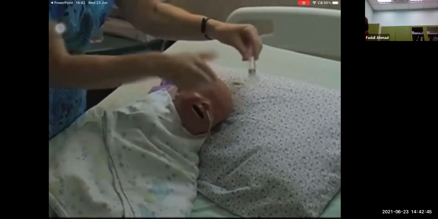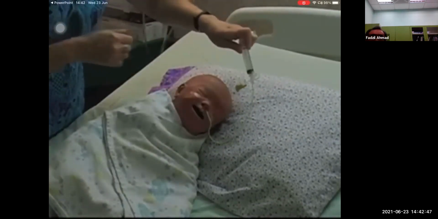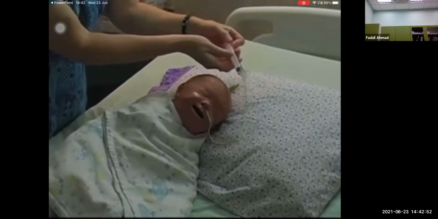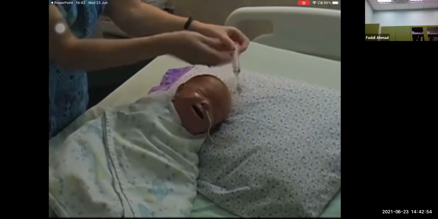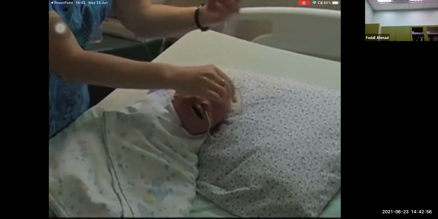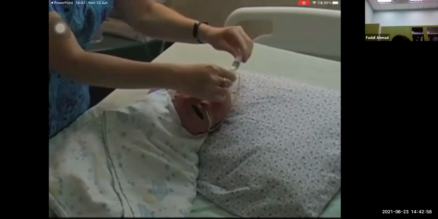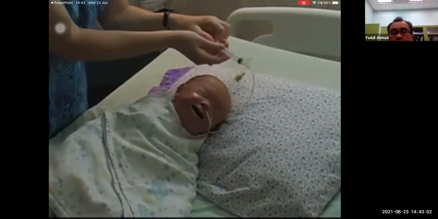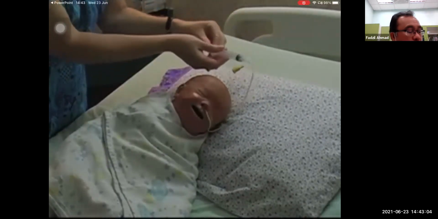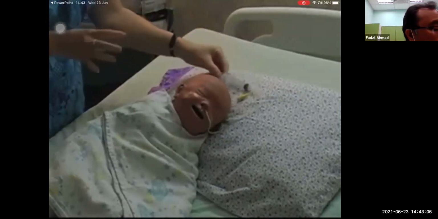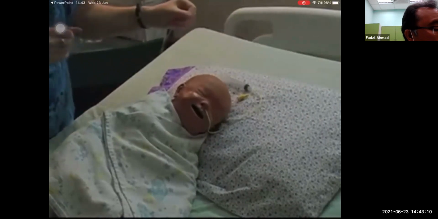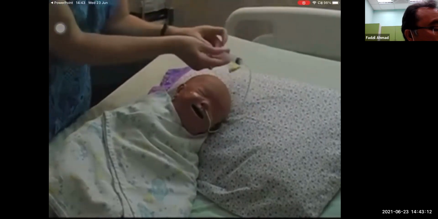3 milliliters of air goes into the tube. And then once again, try to pull back on the plunger to see if this works. If you're still not getting fluid back, go ahead and repeat the air trick. And once again, try to pull back. If you still do not get any fluid back, then wait. Do not put anything into the tube. Wait 20 minutes before trying again.